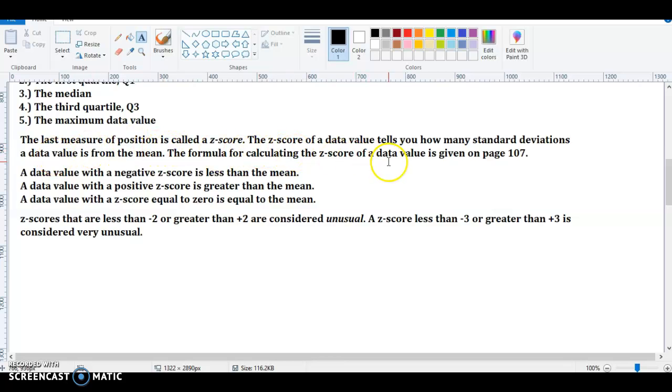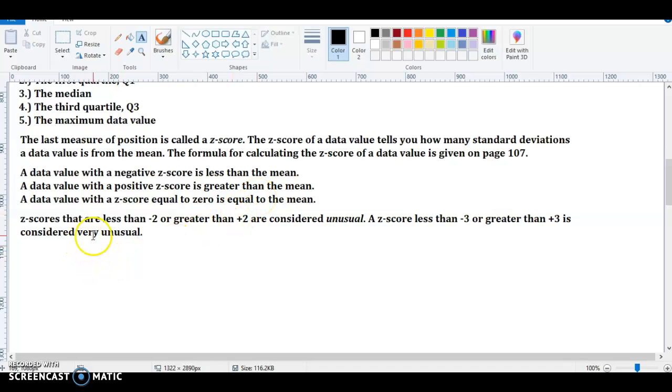The z-score of a data value tells you how many standard deviations a data value is from the mean. The formula for calculating the z-score of a data value is given on page 107. When you calculate a z-score, it will either be negative, positive, or equal to 0. A data value with a negative z-score is less than the mean. Likewise, a data value with a positive z-score is greater than the mean. And a data value with a z-score equal to 0 is equal to the mean.